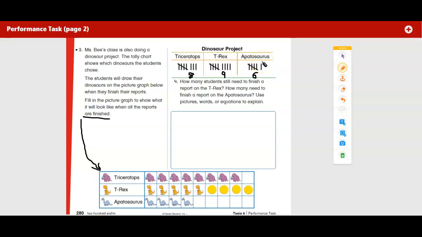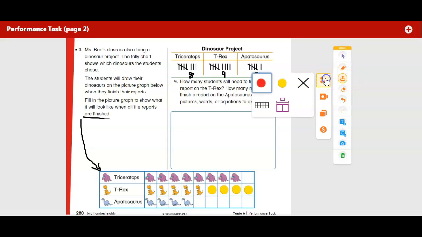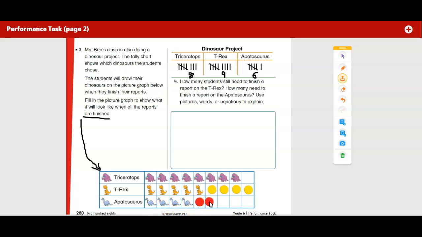For the Apatosaurus, we had 6 tally marks. On the picture graph, we have 1, 2, 3, 4. So we need to add more to get to 6. Let's count on. We had 4, 5, 6. On your picture graph, you should have filled in 4 T-Rex and 2 Apatosaurus.